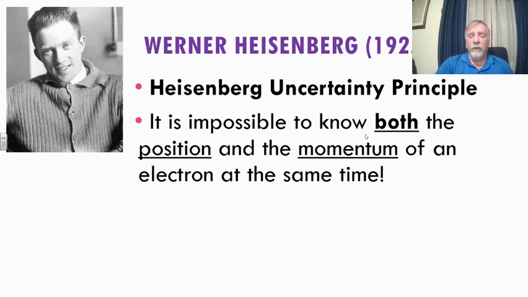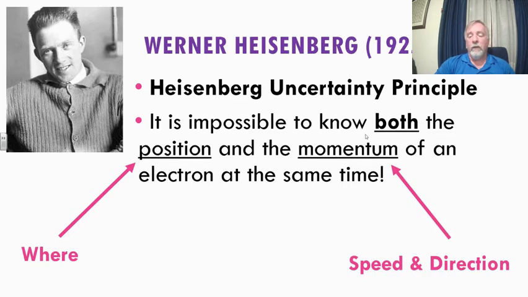Seems really counterintuitive because in the world we live in, the macroscopic world, the big world, we do know those. But you get down into the atomic world, we do not know those. Position, again, is where it is. We can talk to where it is on our number line, where it is in our map. Momentum is how fast you're going, what speed you're going, what direction you're going.